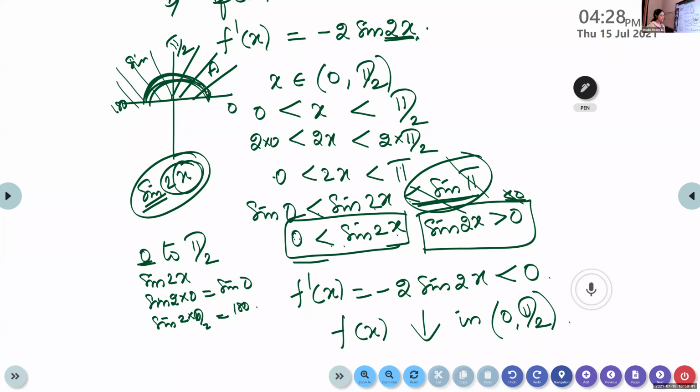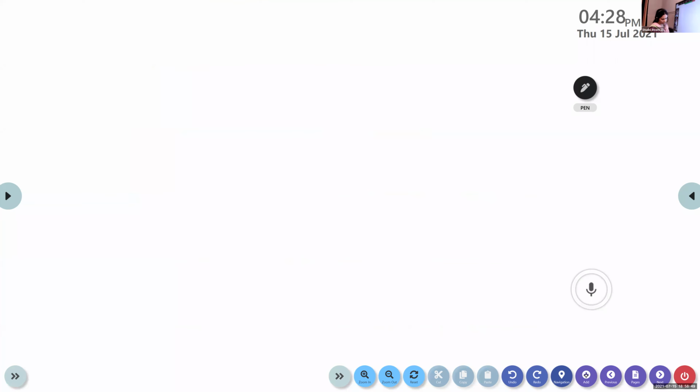Third one, you can try. Try the third one as homework. Now the fourth one we will be doing here. What is the fourth one?